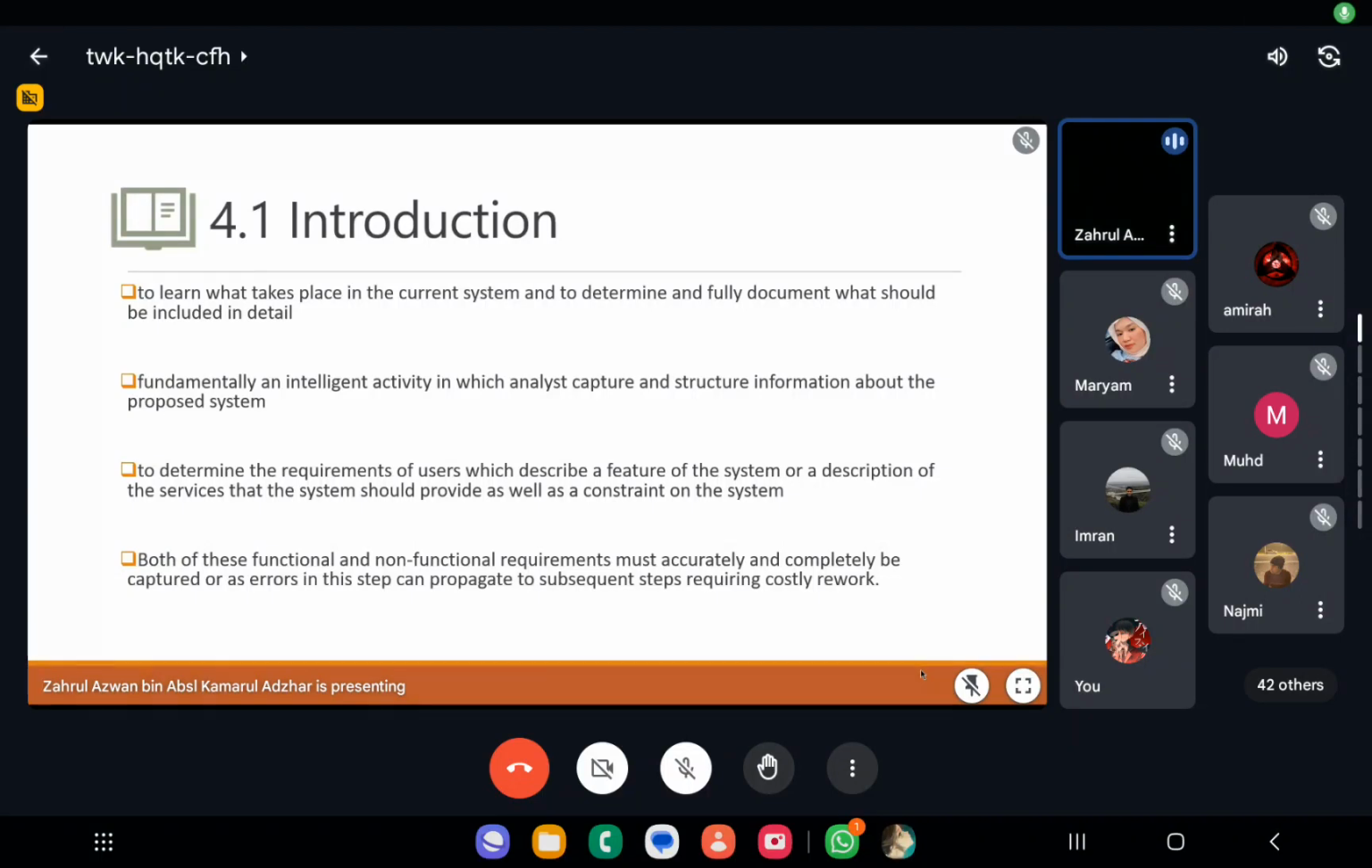Miscalculate or miss information about your non-functional requirement, most probably you have to study again. So that's why it costs you. That's what it means: rework, costly rework.